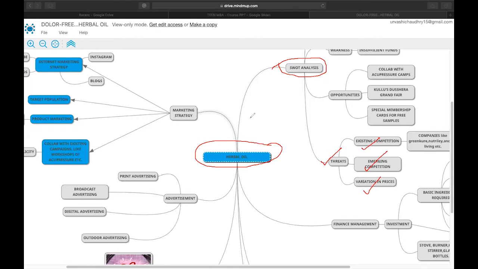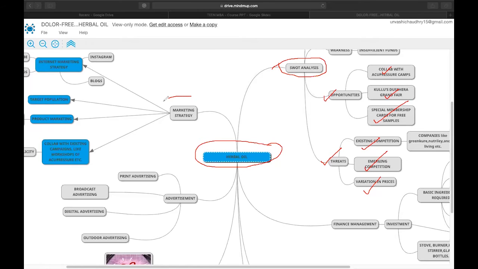Talking about the opportunities here, this person feels that the collaboration with acupuncture camps, etc., is going to be an opportunity for this product to enter and move through in the organization. The grand fairs and the Dussehra fairs, etc., are going to act as an added advantage. The special membership cards for free samples, etc., are going to work wonders for this.